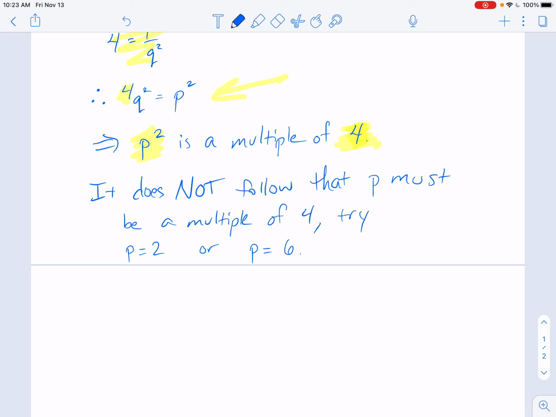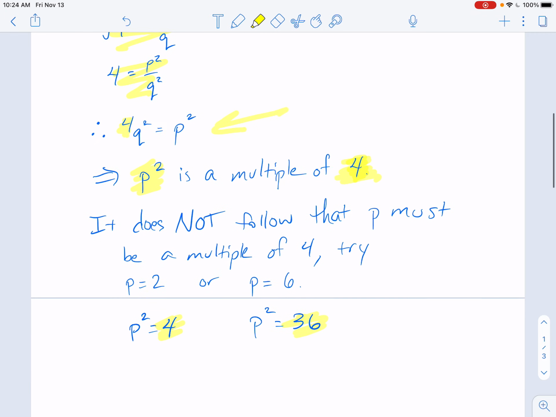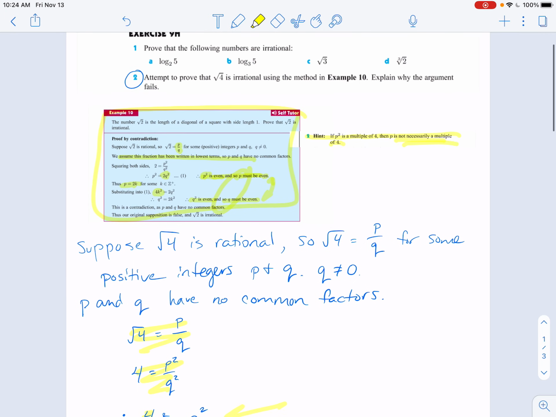You can take, for example, if p equals 2, then p squared would equal 4. If p equals 6, then p squared would equal 36. Both of those are multiples of 4, but the original p that they came from is not a multiple of 4. Okay, so that's where this reasoning falls apart.